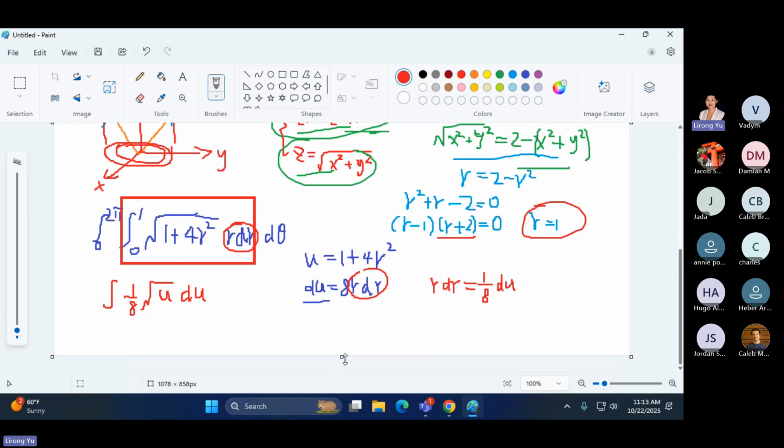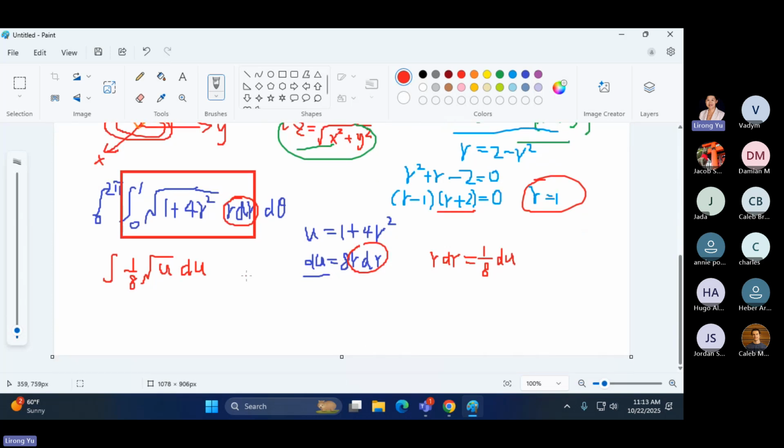We finish the integration, and then we revert back to the original variable. The integral of this is u to the 1/2 power. Applying the power rule, you have 1 over 8 times u to the power 1/2 plus 1, which is 3/2, divided by 3/2. This simplifies to 1 over 12 u to the power 3/2, because 8 times 3/2 is 12. What is u? u is 1 plus 4r squared, and we still have the power 3/2.